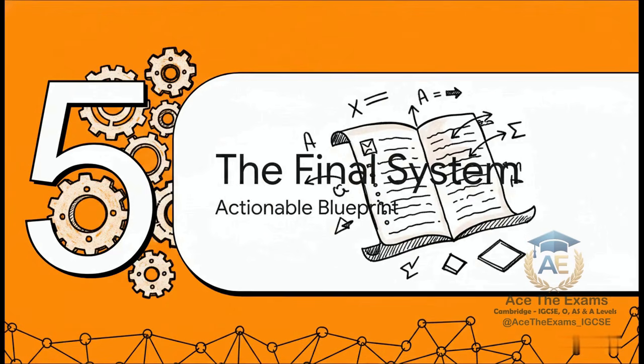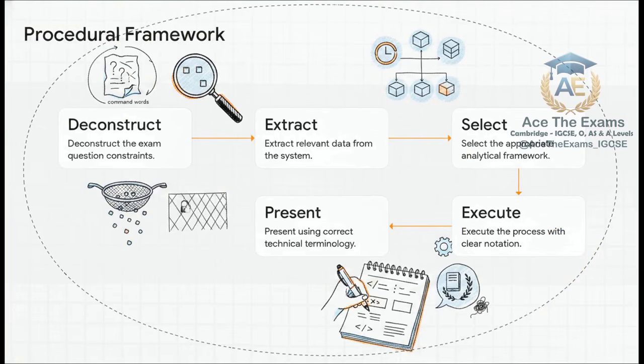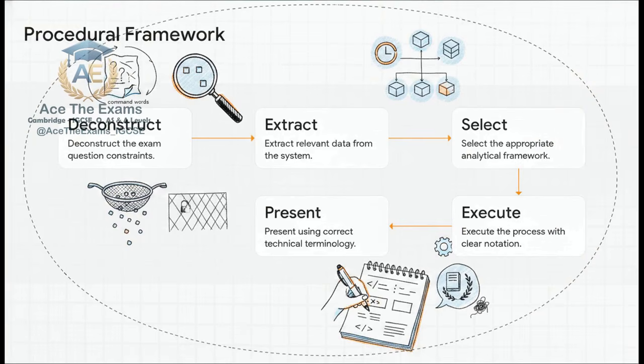Finally, we've arrived at Section 5, the final system. This is your actionable blueprint. Let's bring all this theory into one place. Here is the definitive 5-step procedural framework you must use the absolute moment you open your exam paper. I want you to really notice the action verbs here.